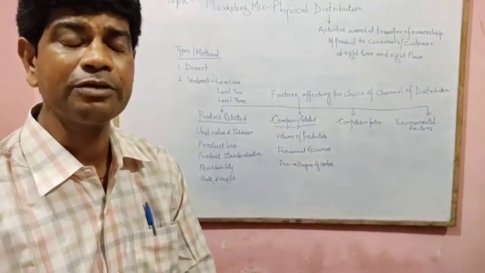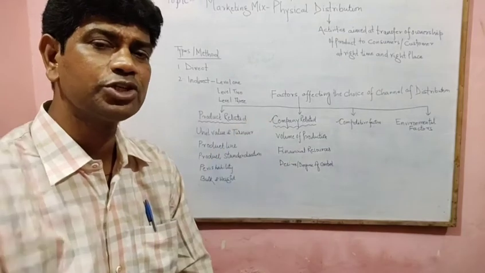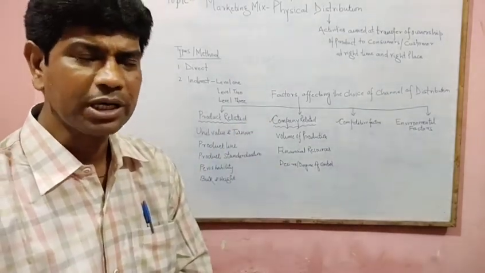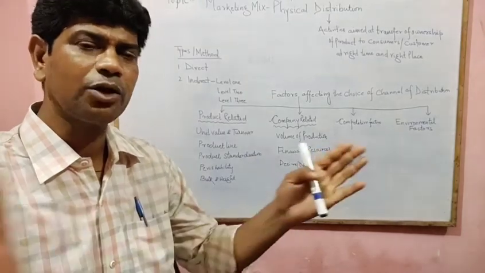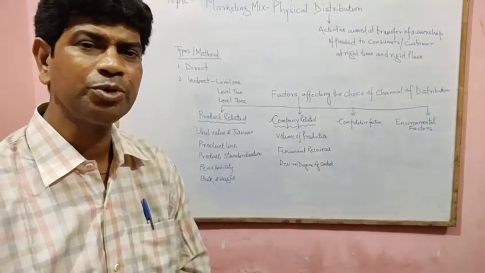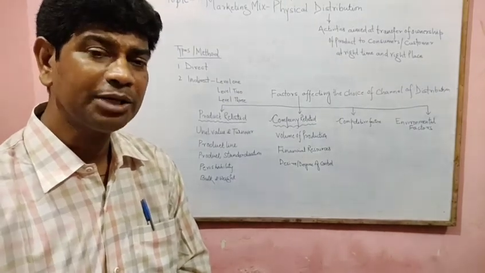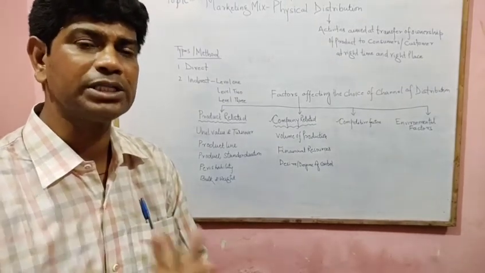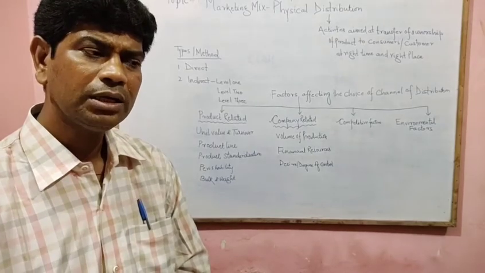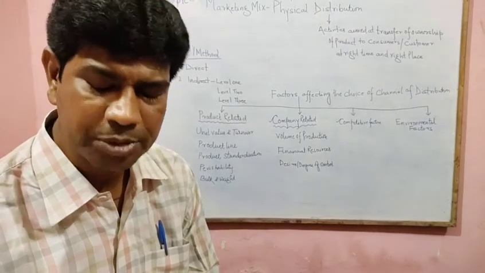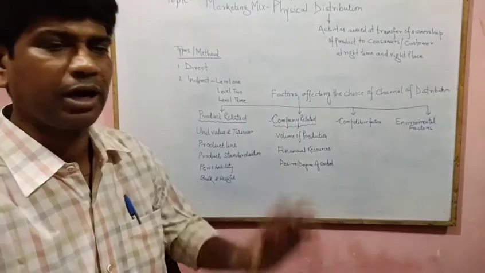If the goods are such that they have to be consumed within a short duration of time, this short duration points out that the distribution channel cannot be longer, because it would make the goods unfit for consumption. The channel of distribution has to be shorter in the case of a perishable product.